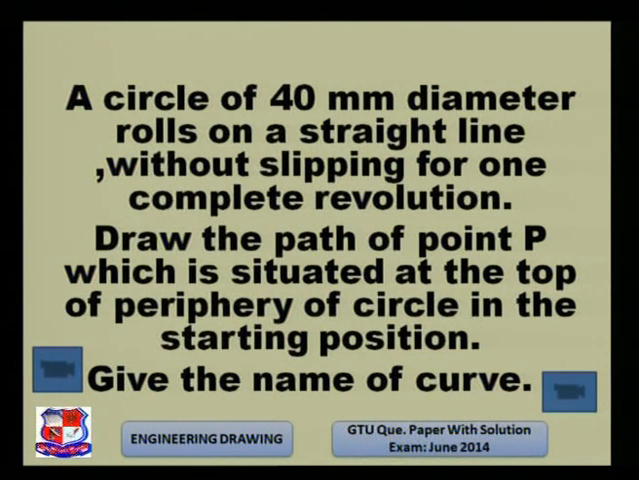When this kind of problem comes, that a circle is rolling on a straight line without slipping, or a circle is rolling on some degrees without slipping, this is the problem of the cycloid. First of all, we will see how this procedure can be done and what a cycloid is in the video.